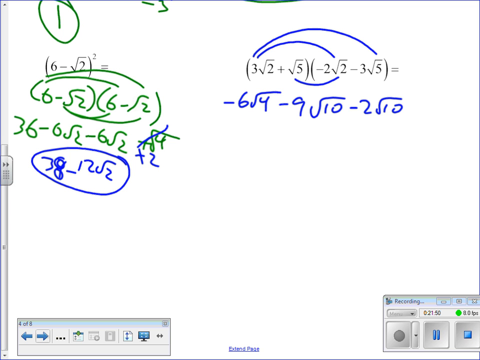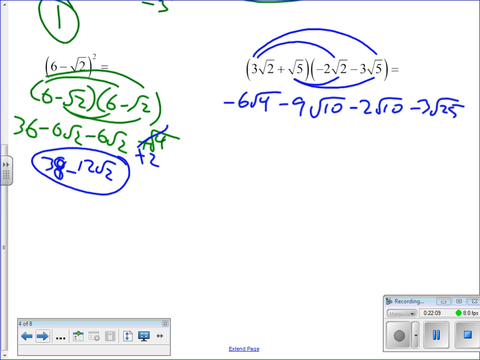And then multiply my last terms. Root 5 times -3 root 5 is -3 root 25. See, that part was easy, wasn't it? You just multiply these two things, multiply those two things, multiply those two things. That's not so hard. Okay.